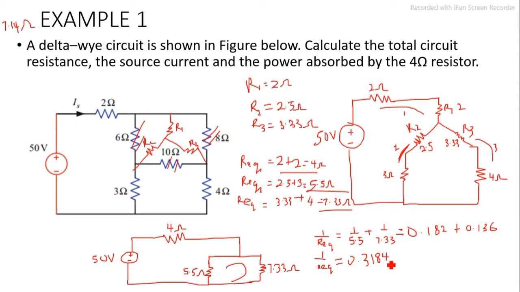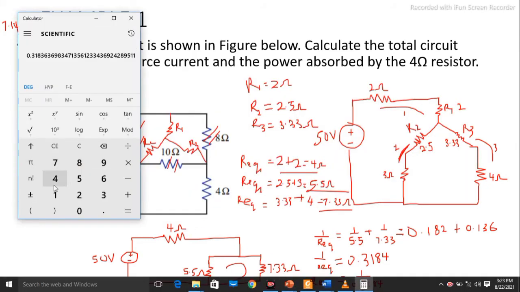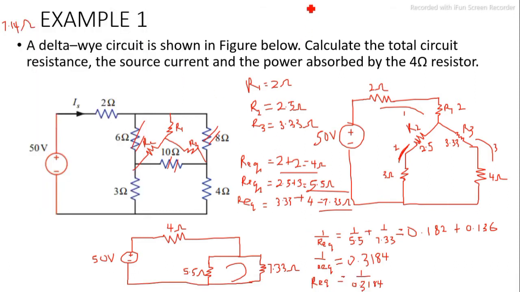To get our R equivalent, I have to take the reciprocal of this. That means our R equivalent will be 1 divided by 0.3184. That's 3.14. So our R equivalent is 3.14 ohms for these two. So let's now redraw our new circuit. Let me cancel this.